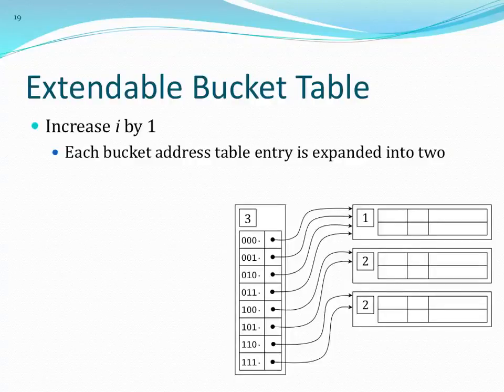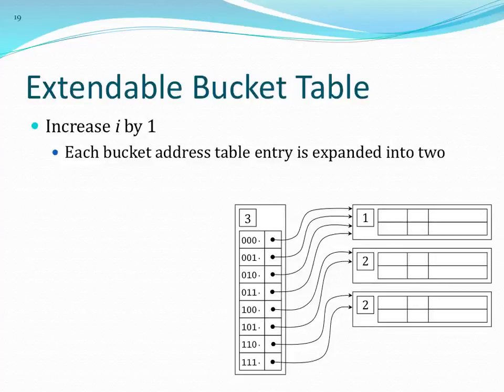And you can see that when we double the size of the bucket address table, we also double the entries. So the first entry would be doubled. So now we have 2 more pointers pointing to the first bucket. We double the second entry. So that's 2 more pointers. So we end up with 4 pointers to the first bucket. And then we have doubled pointers to each of the other buckets.